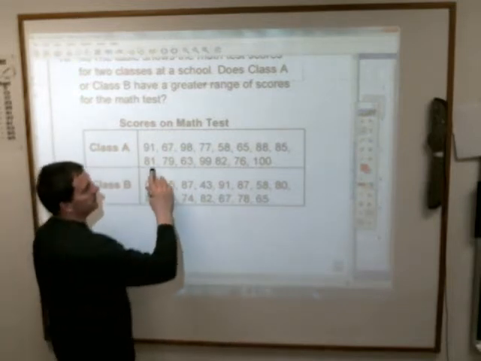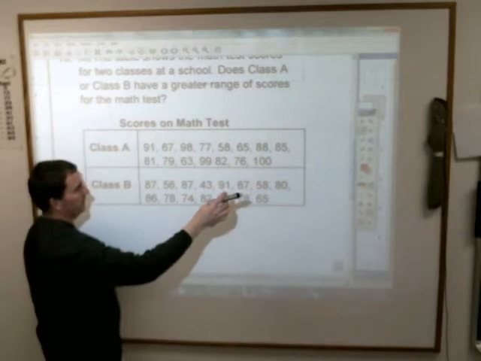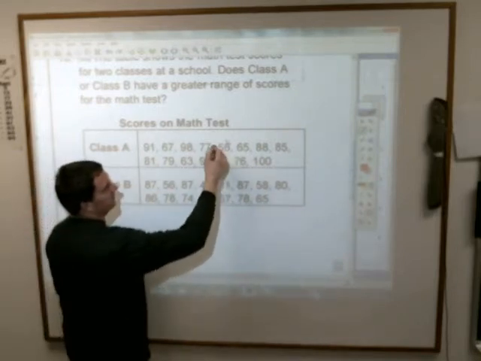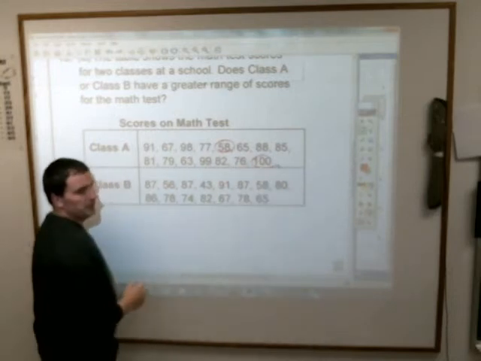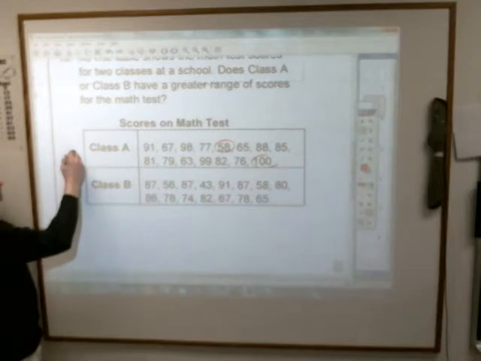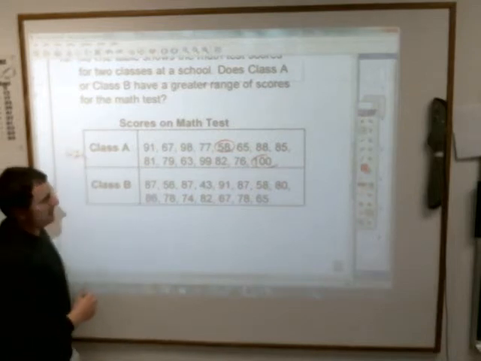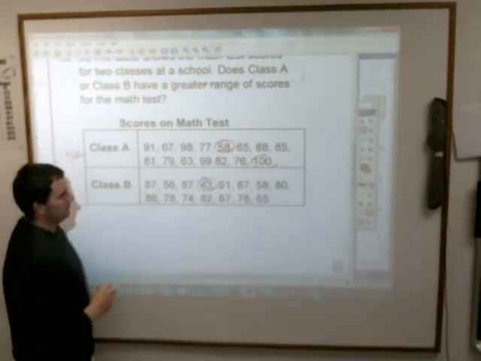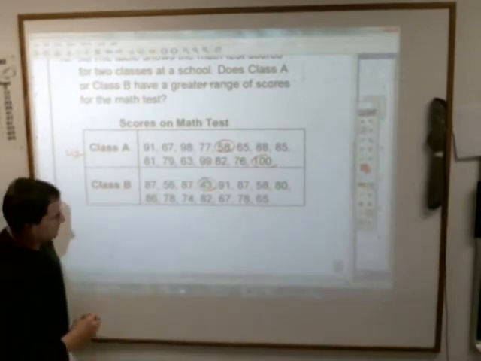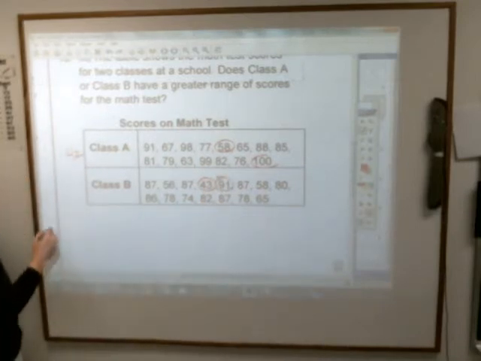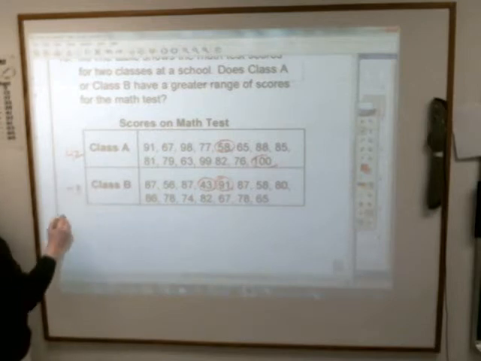So the smallest one here, and I think, Brandon, I think we went wrong on this. I don't think you circled the right numbers or whatever. The smallest one here is 58, right? The biggest one is 100. What do you get if you subtract those? That's the range of class A. Class B, the smallest one looks like it's 43, and the largest is... 91. If you subtract those, you get? 8. So which one has the largest range?